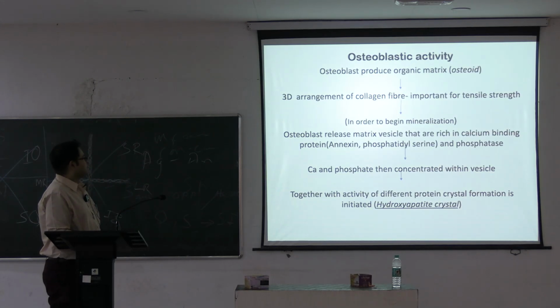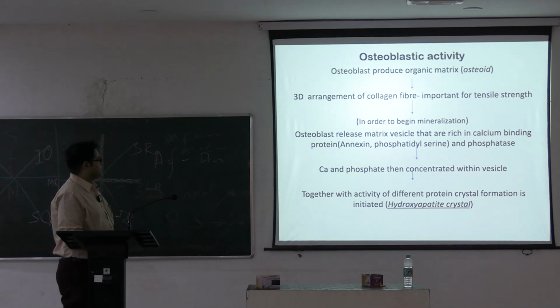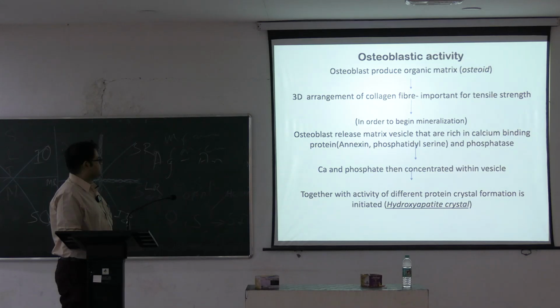Osteoblastic activity. We see how the osteoblastic activity is being regulated here. The osteoblast produces the organic matrix, and it leads to the 3D arrangement of the collagen fibers that we saw a few slides ago. The organic part is formed by the collagen fibers. Which type of collagen fibers? Type 1, yes. It's very important because bone consists of type 1 collagen fibers.